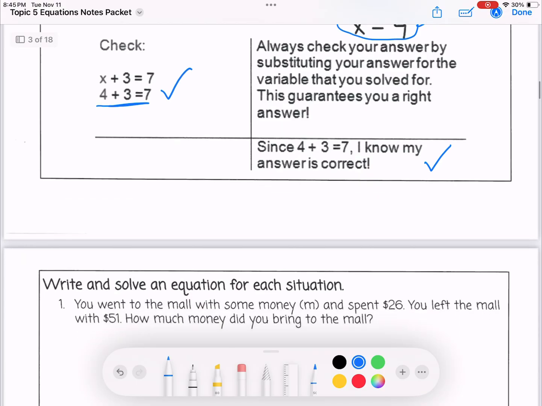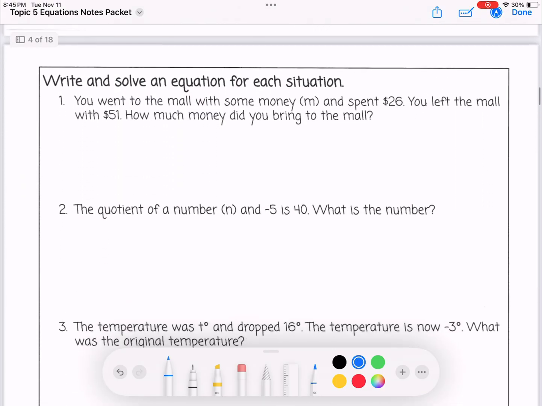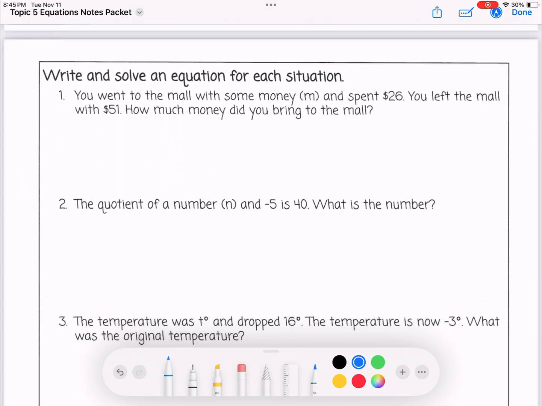That's true for all of the ones up here too. You can check your answer. You can plug the variable back in to the equation and make sure that it's a true statement.